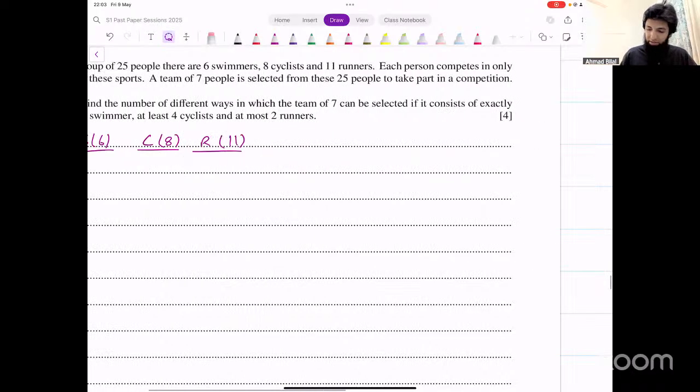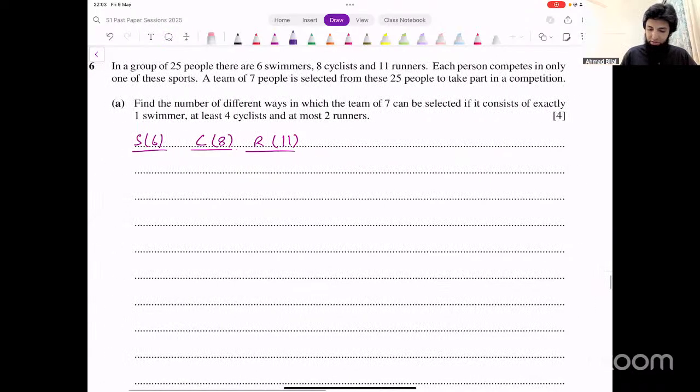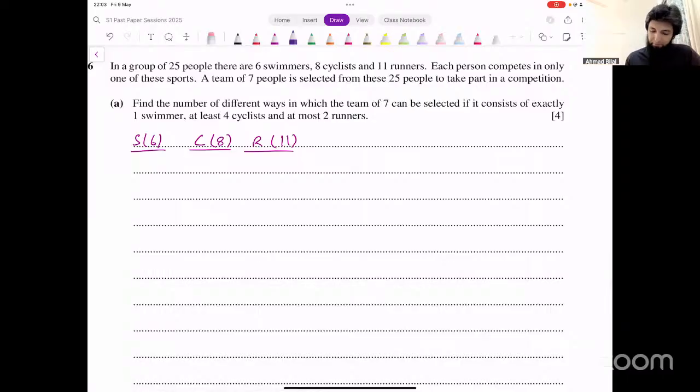Okay, now the condition is that we want the total number to be 7. We want exactly one swimmer. Let's write down all the possible cases that we can have. Swimmer can be exactly one. It should be exactly one. At least 4 cyclists. So cyclist has to be at least 4.